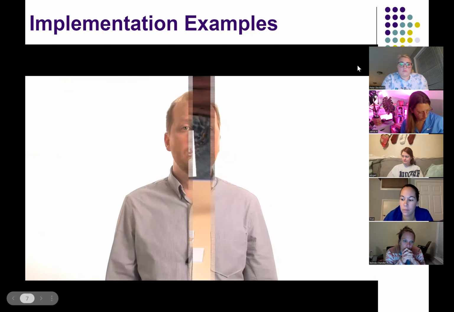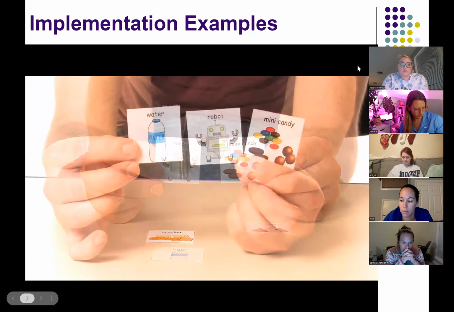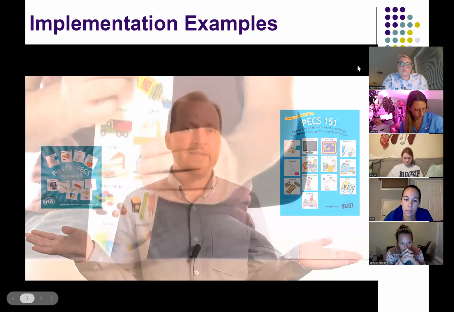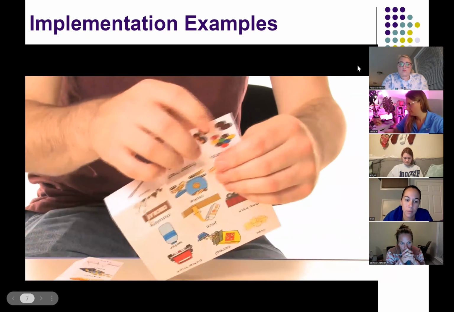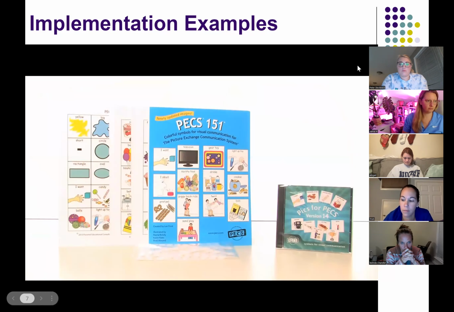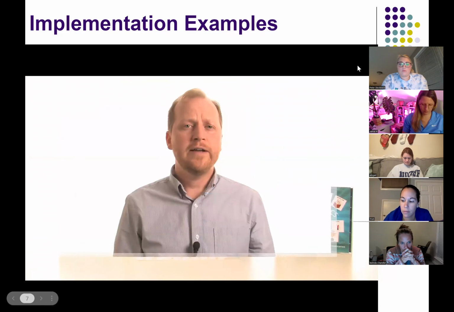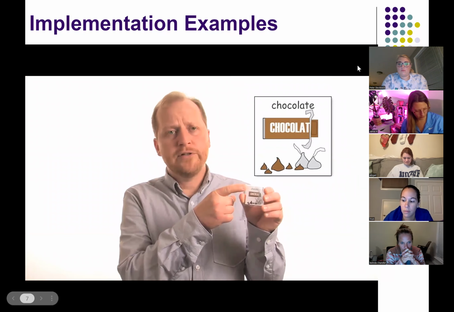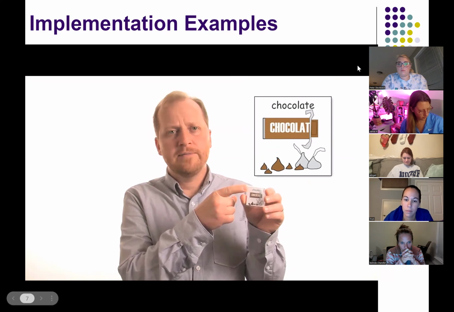The second thing you need to do is prepare corresponding picture symbols. The pics for PECS CD or PECS 151 picture set can make this easier for you. You need to find a symbol that represents the item, and then give the picture a label so that everyone on your team names it consistently.